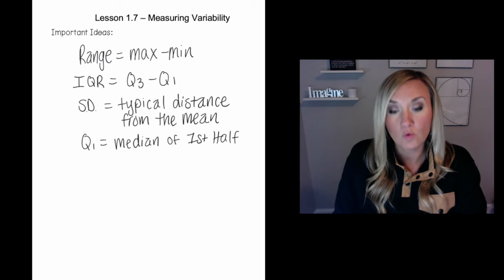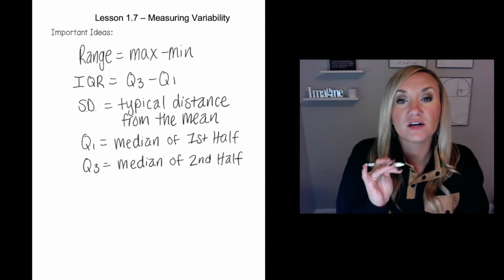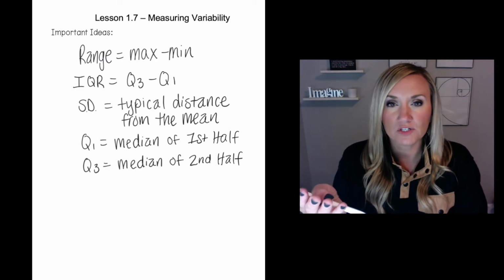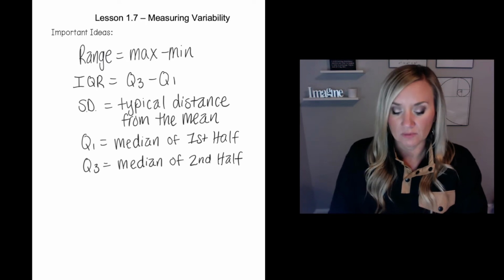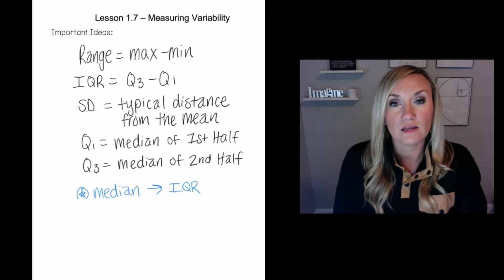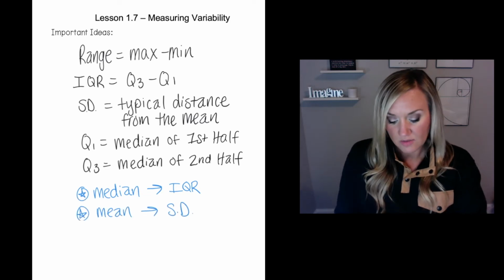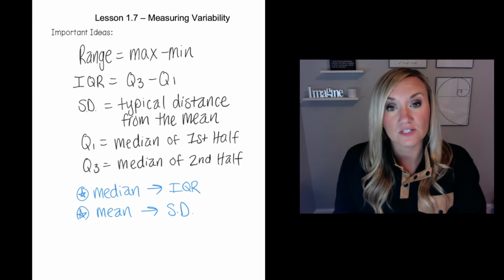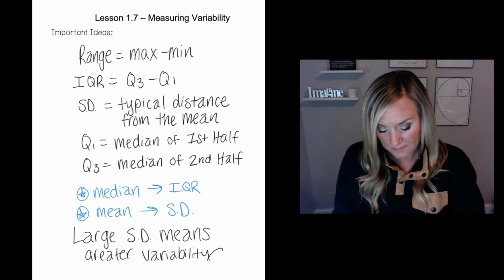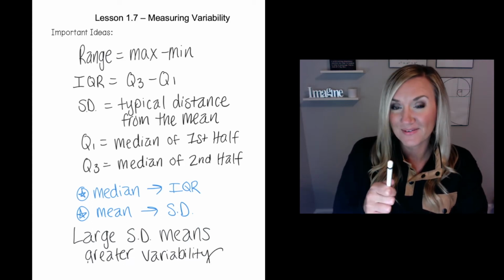Q1 is the median of the first half. Q3 is the median of the second half. If you are looking at the median of your set of data, then you should also be calculating the IQR. If you are looking at the mean, then you should look at the standard deviation. The greater the standard deviation, the greater the variability. That was a lot in a small amount.